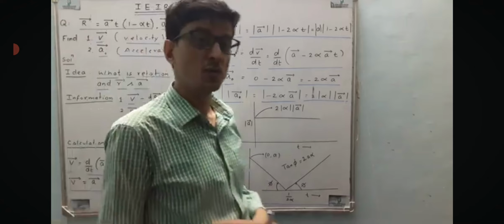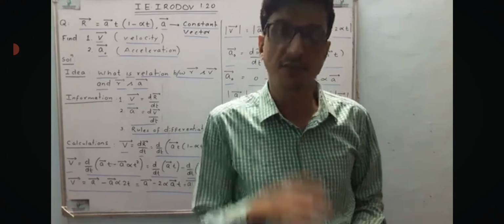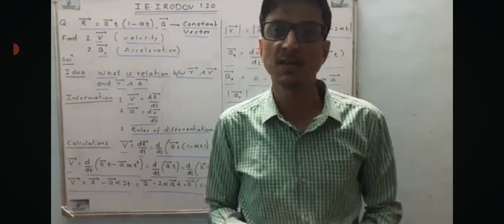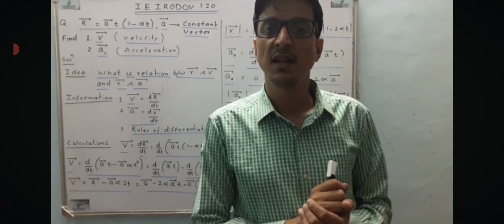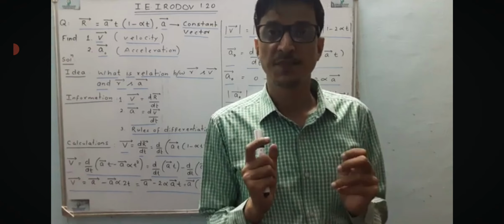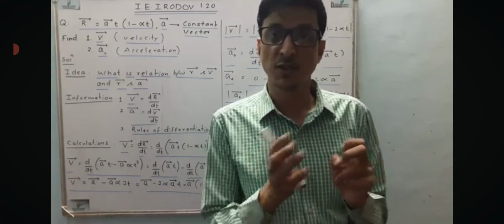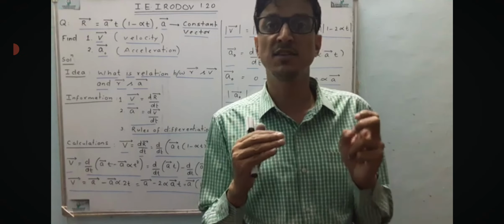So you have seen that solving a problem requires certain skills. The first and most important skill is a silent mind. The second most important step is the idea. The third is information, and the fourth is calculation. So you just need to practice these four things again and again.